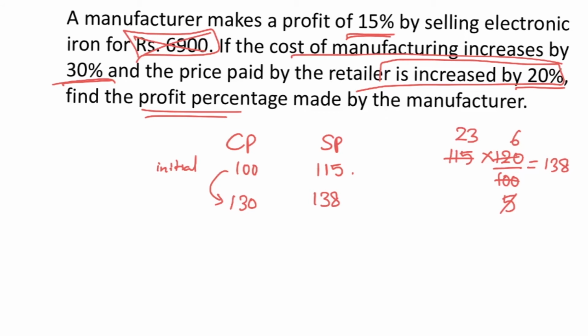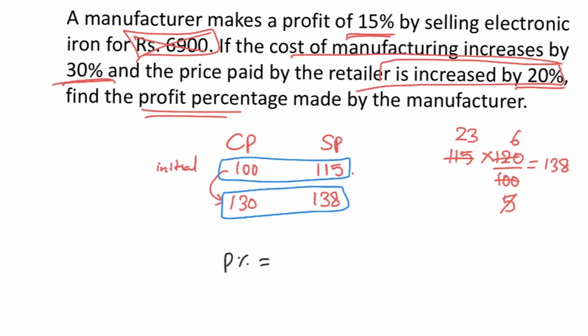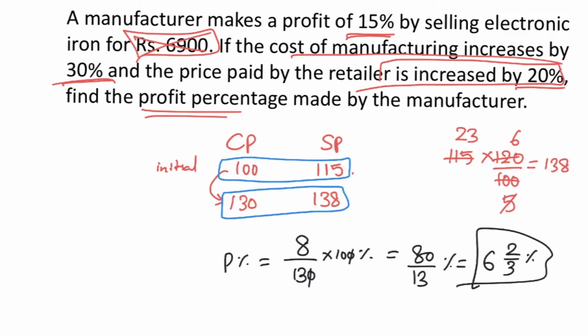See, initially it was manufactured at 100 and sold at 115. Now it is manufactured at 130 and sold at 138. So there is a profit. Profit percentage: profit is how many rupees? 8 rupees over 130 rupees into 100%. Zeros cancel, 80 by 13%. 13 sixes are 78, 2 left. The answer is 6 2/13%.